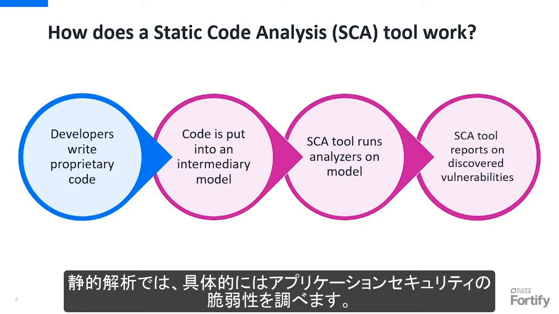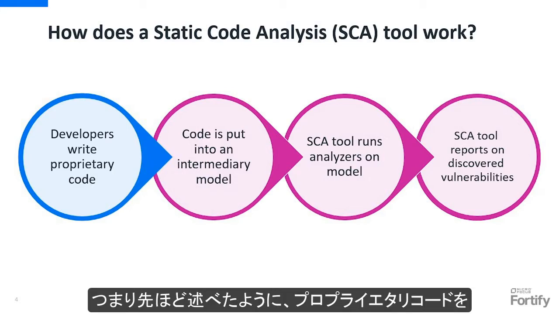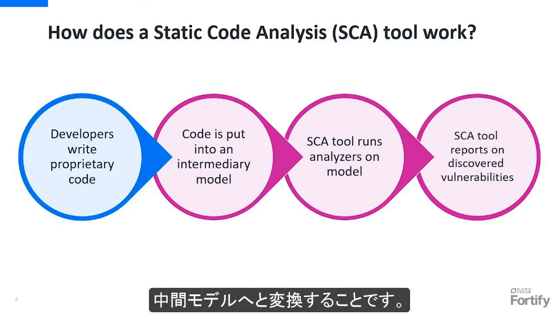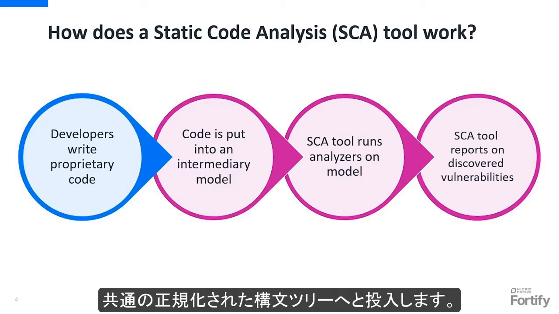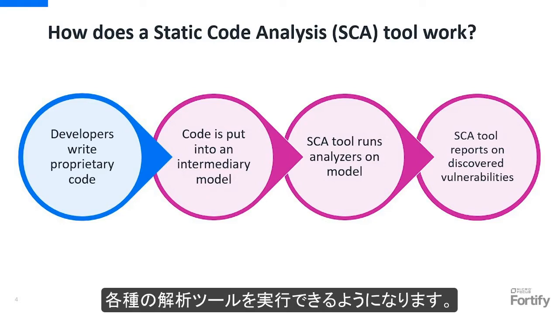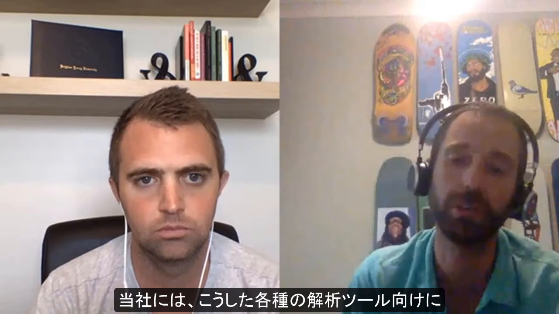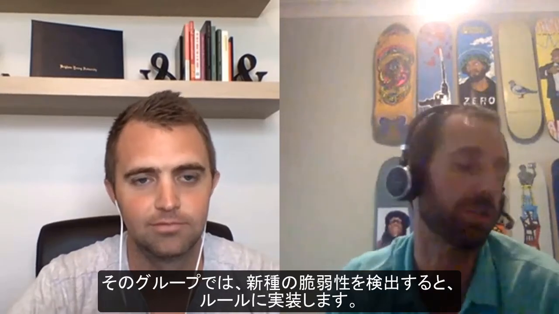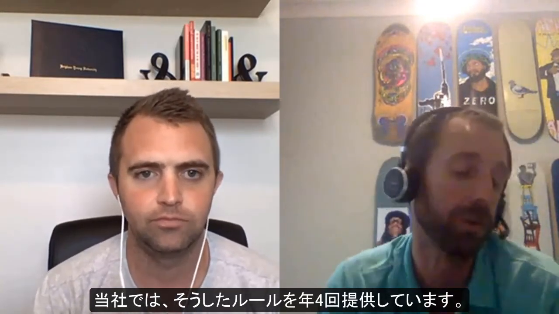Static analysis is about application security vulnerabilities specifically. And so one major part is the translation, or the aspect I mentioned, of taking your proprietary code and turning that into our intermediate model, right? And that's, we parse your source files, put it into our common normalized syntax tree, and then we're able to run a multitude of analyzers like data flow, structural, semantic, configuration, buffer. These are different analyzers that are designed to find different types of vulnerabilities. And we have a software security research group that all they do is write new rules for these different analyzers. So they are going to discover new types of vulnerabilities, right? And they are implementing that in rules that we deliver 4 times a year.